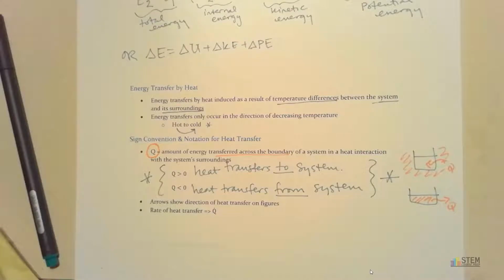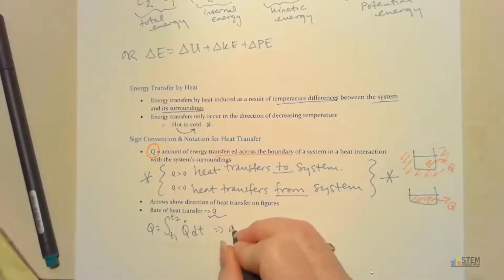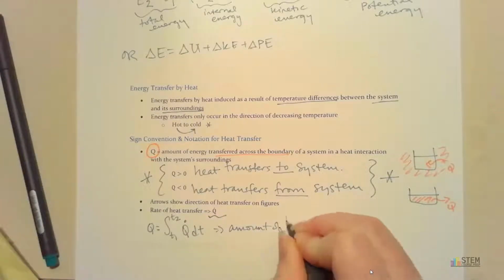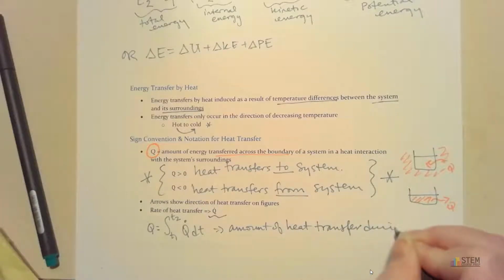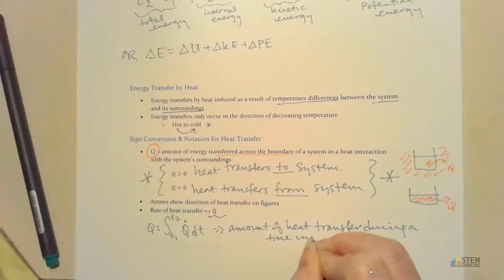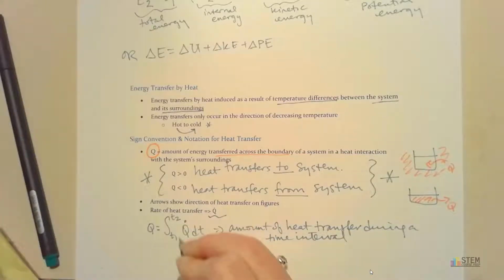Okay, now that we have that done, our rate of heat transfer is going to be Q dot. So remember that dot just indicates a rate. And we can get Q from that because Q is the integral from T1 to T2 of Q dot dt. So this would give you the amount of heat transfer during a time interval. And that time interval would obviously be T2 minus T1.